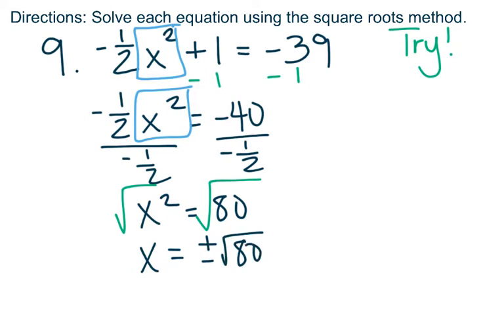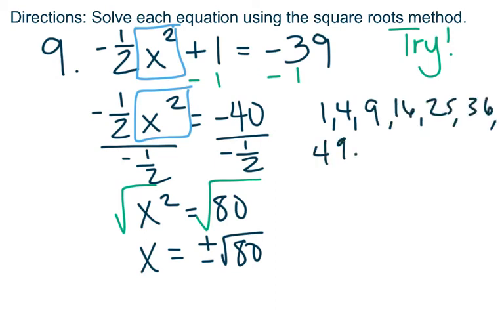Okay, 80 is not a perfect square. It's also not a prime number. I need to find the biggest perfect square that it is divisible by. I just skipped number 9, I don't know why. It's 9, 16, 25, 36, 49, blah, blah, blah. The biggest perfect square that 80 is divisible by.